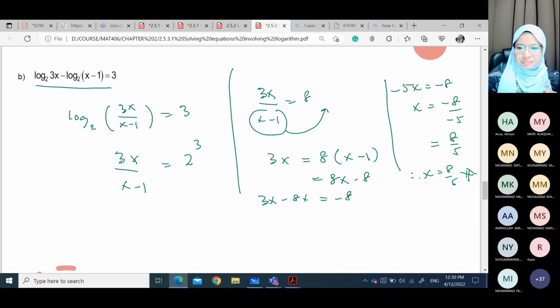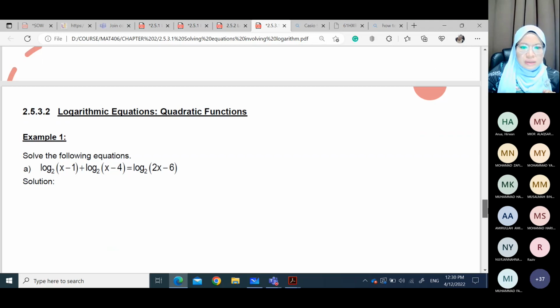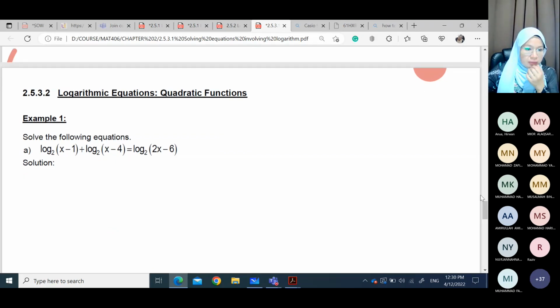Okay, boleh? Ada soalan tak? Okay, alright. Okay, so next quadratic function. So quadratic function yang melibatkan x kuasa 2 lah. Contohnya kita ambil ni. Sikit je lagi.